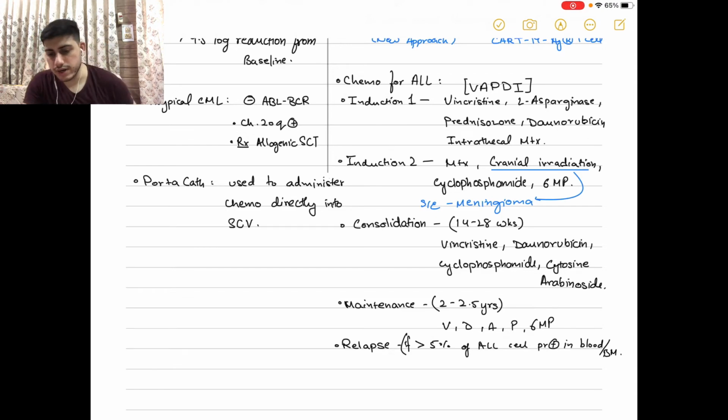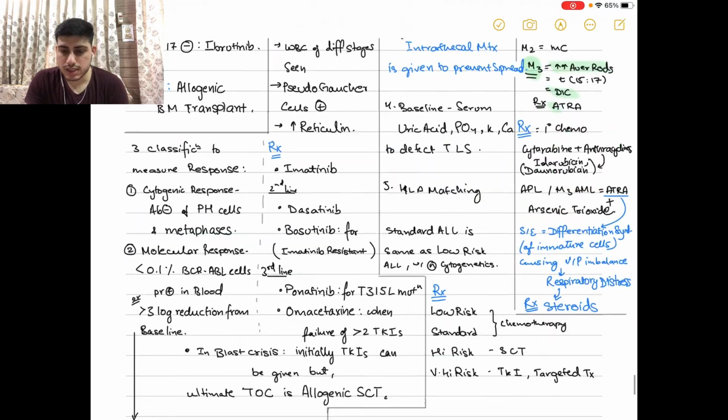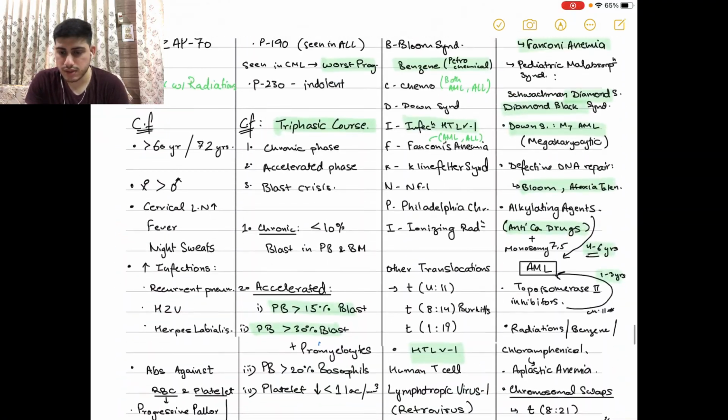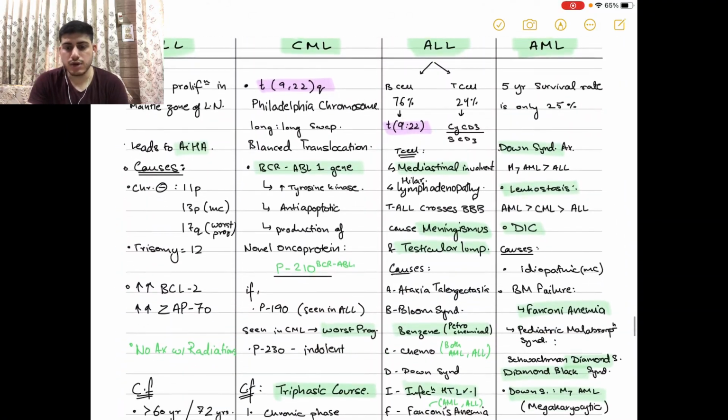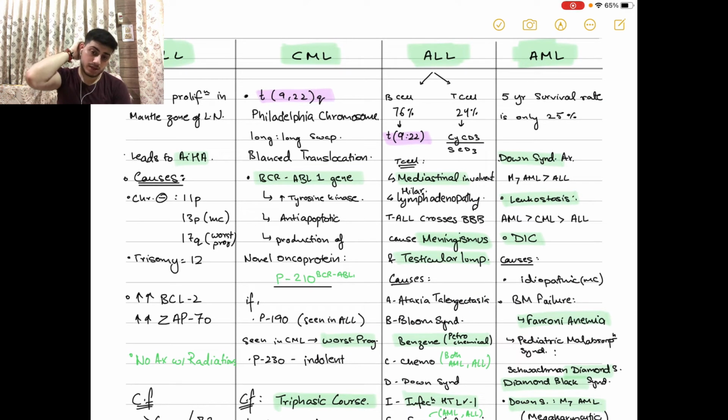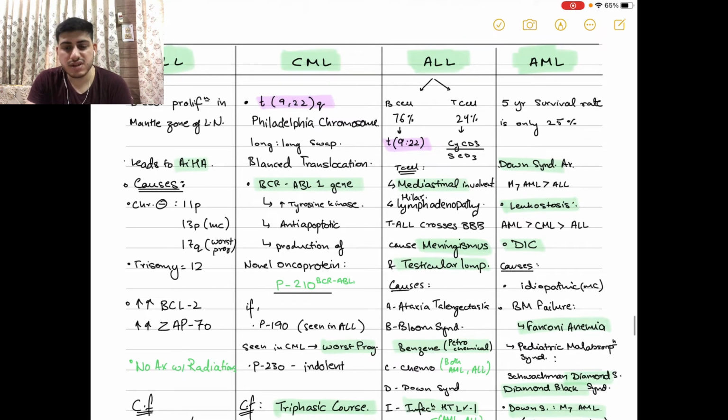All right, let's jump to the last cancer, AML, acute myeloblastic leukemia. There is a very bad prognosis in AML. Like you can read here, the 5-year survival rate after the diagnosis of the patient is only about 25%.